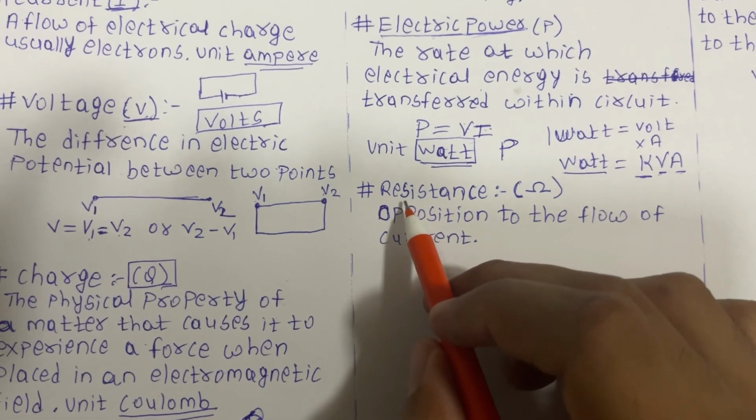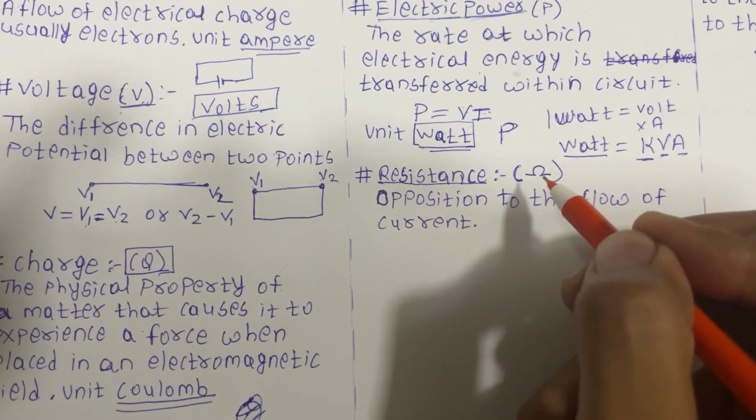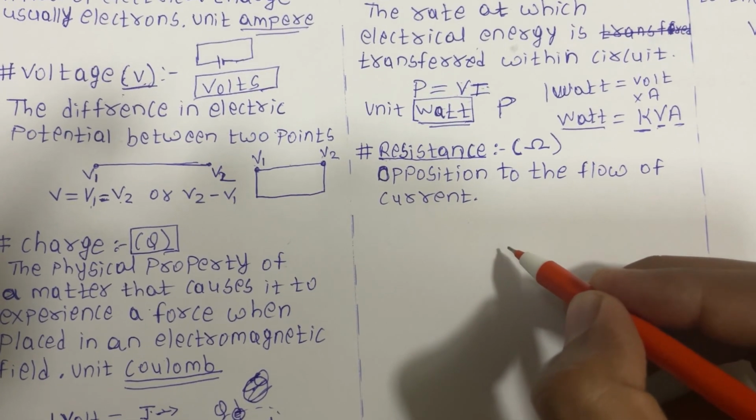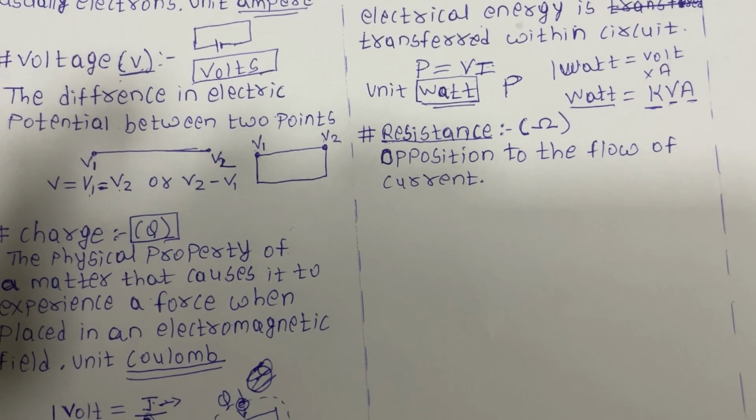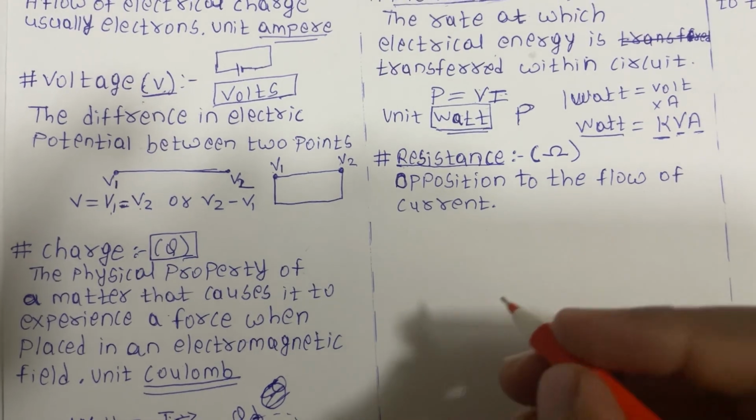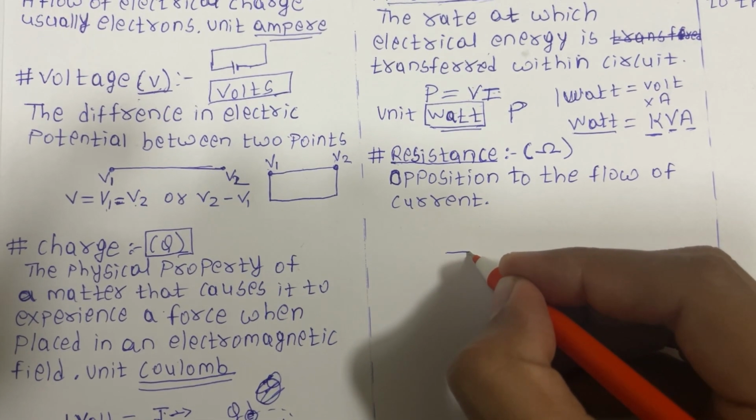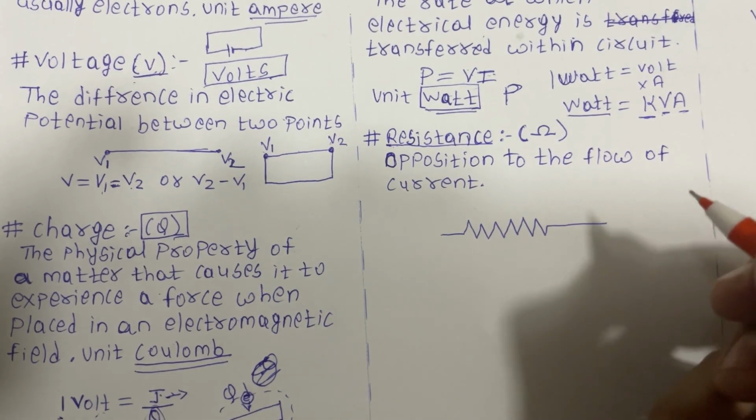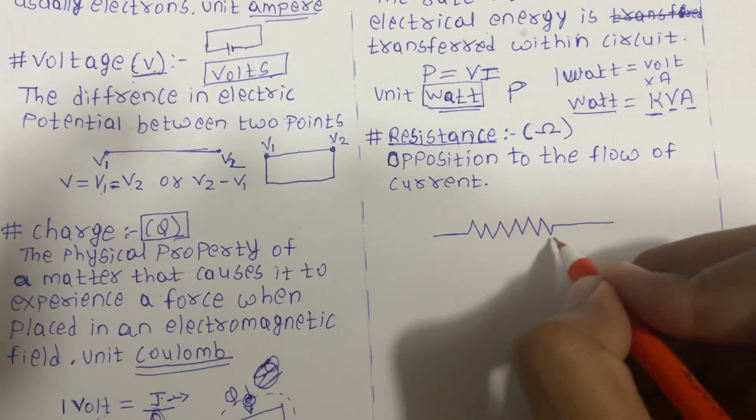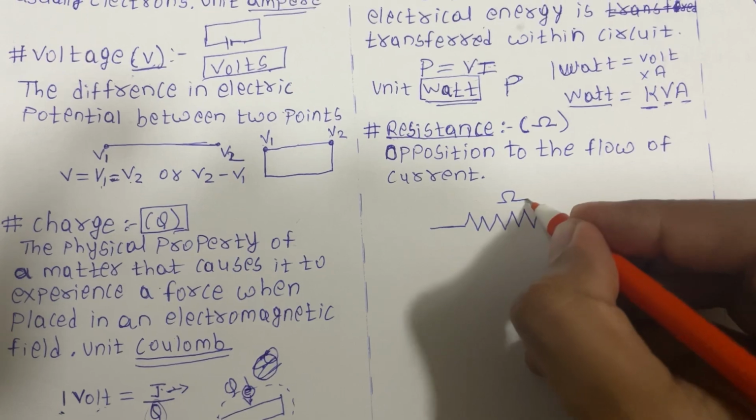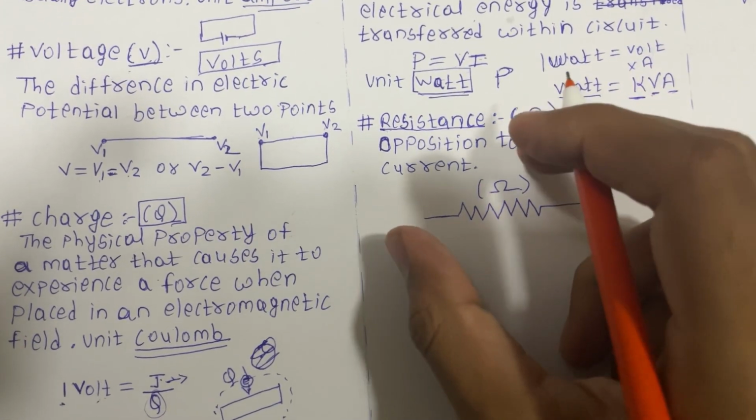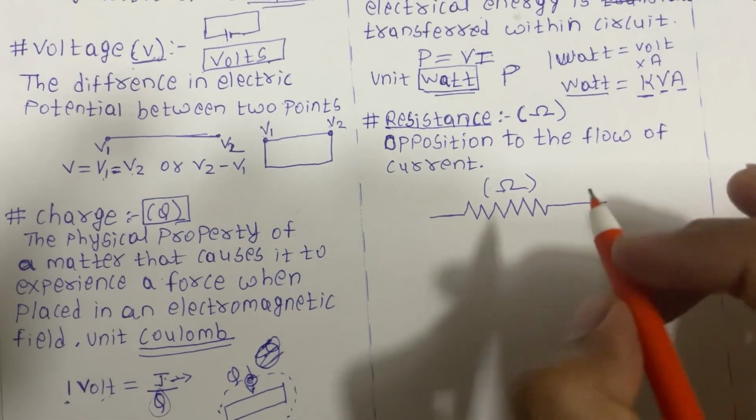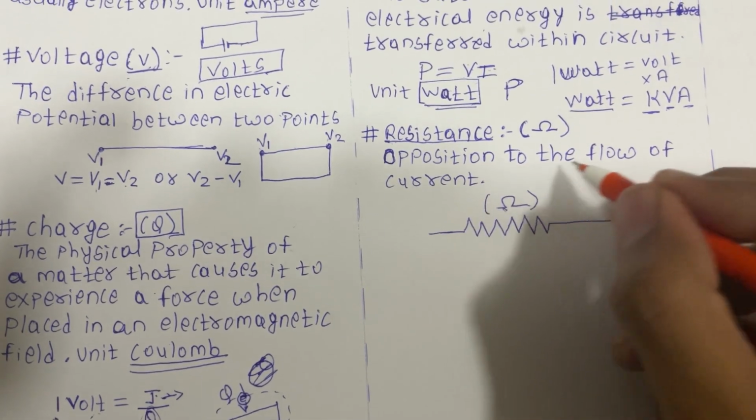Further we will learn what is resistance. Resistance means opposition to the flow of current, and it is important. The element which provides resistance is called a resistor, and we denote a resistor with this symbol. Whenever you see this symbol, it denotes a resistor, and the unit is ohms. This is the unit of resistance, not resistor. Resistance means opposition to the flow of current.